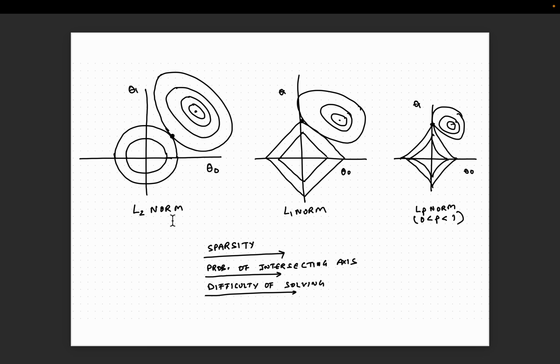Fun question, I won't ask in the exam, or maybe I'll ask in the exam. Think about what happens for the L0 and the L infinity norms. Just look at L0 and L infinity norms.